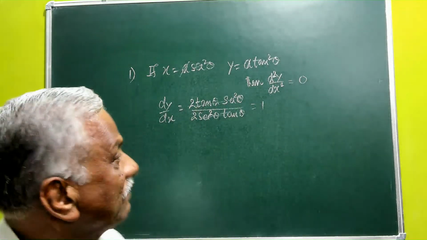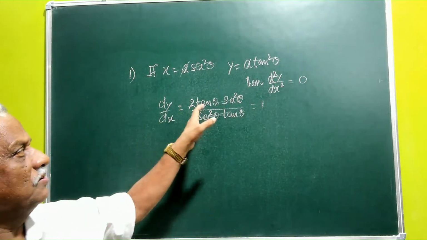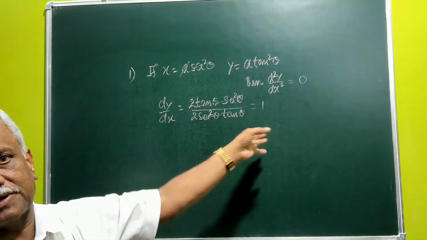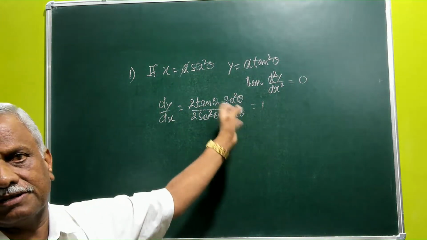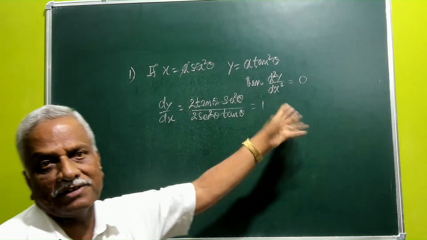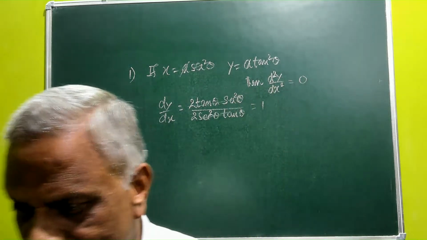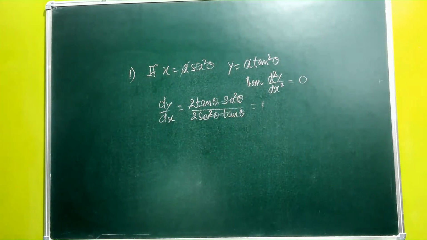So no need of writing even dy by dx. You can just write 2 tan theta into secant square theta. This is 2 secant square theta tan theta. Both cancel, you get 1. The moment you get 1, the second derivative is automatically 0. You can save some time there. Let's go to the next problem.